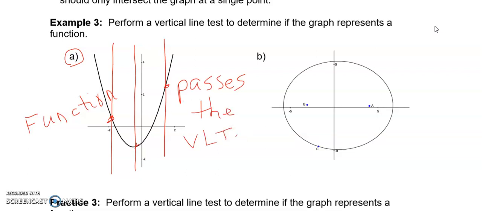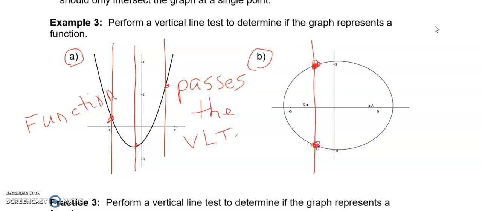Okay, let's look at B. Can you draw a vertical line here that would intersect this curve? That's actually an ellipse by the looks of it. Can you draw a vertical line that would intersect this curve in more than one place? And yeah, actually, there's an infinite number of vertical lines that you could draw. Here's one, for example. It intersects the curve once there and once there.